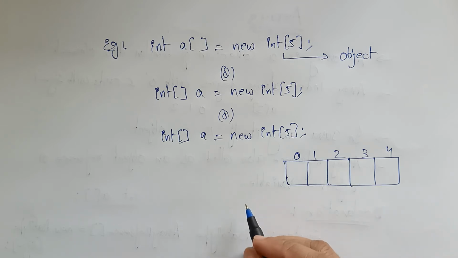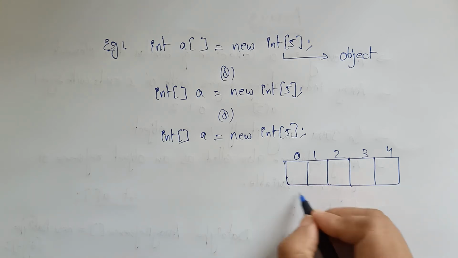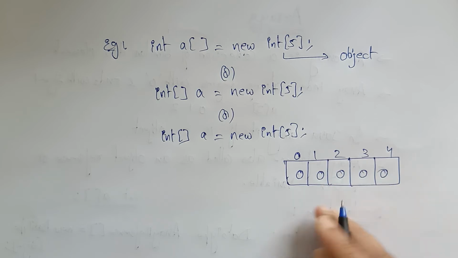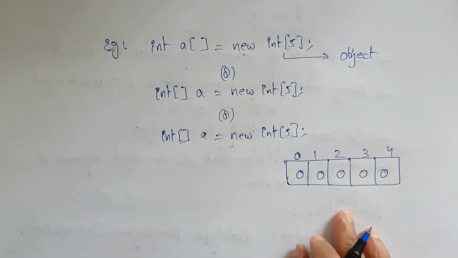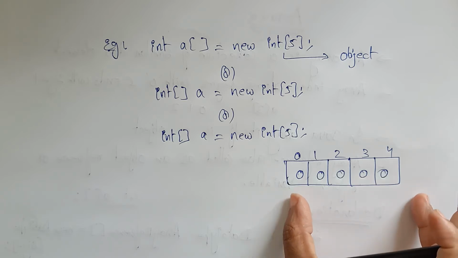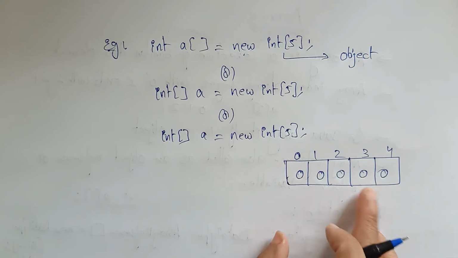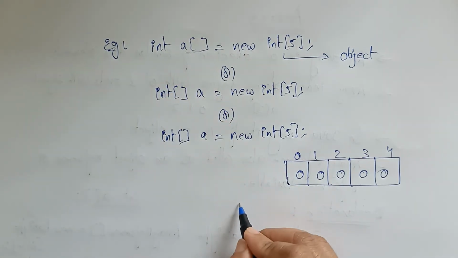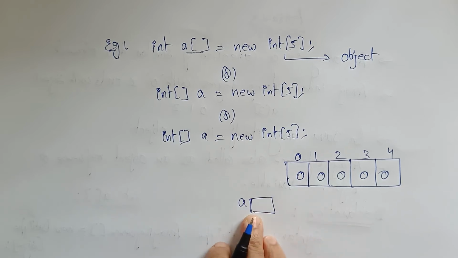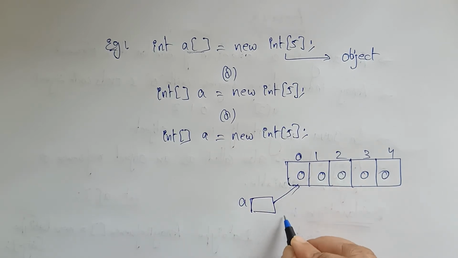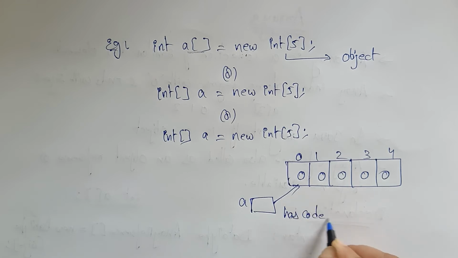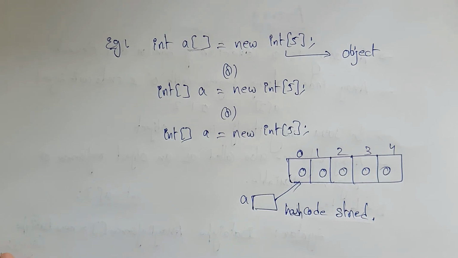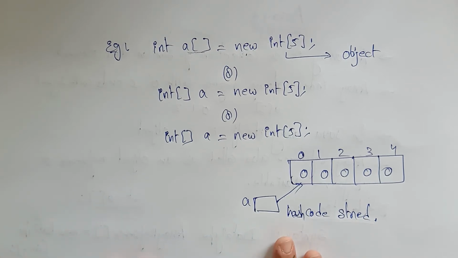Now, default values. Generally, whenever the memory is allocated, the default value 0 is stored in the memory location. First it allocates 5 integers in memory, and the index begins with 0 to size minus 1. And here, a is going to hold a hash code. It's not an address. In Java, we call it a hash code.